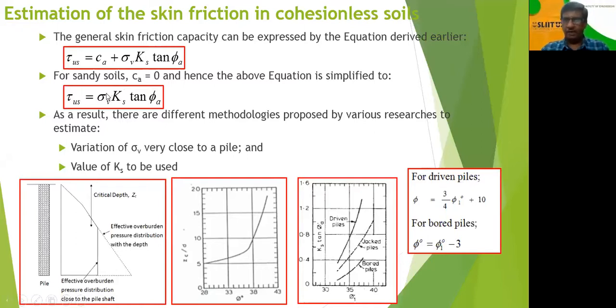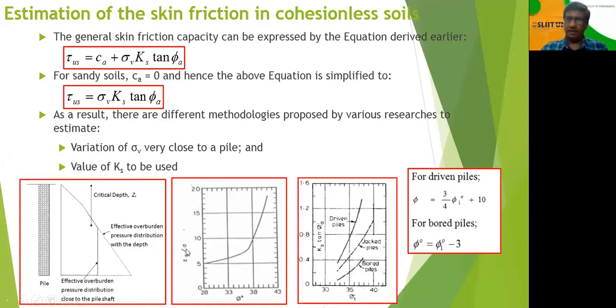Away from the pile, it will be a normal variation of increase with the depth. But very close to the pile, it will vary according to that concept, that is, it will vary up to a critical depth, and then below that it will remain constant. If you look at the Poulos and Davis textbook, they give this particular curve to determine the critical depth to diameter ratio. You can see that it depends on the phi value of the surrounding soil.